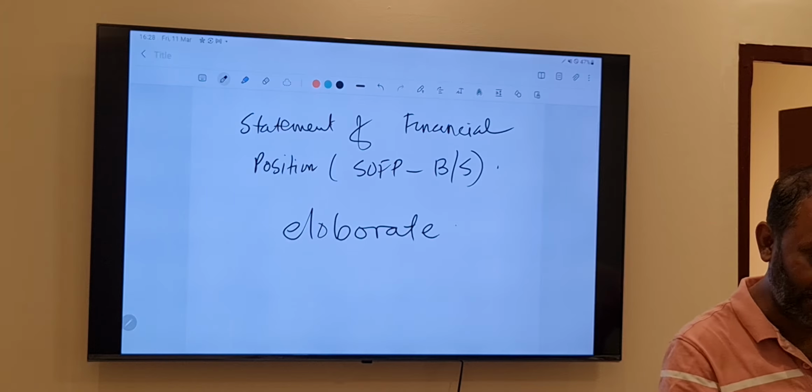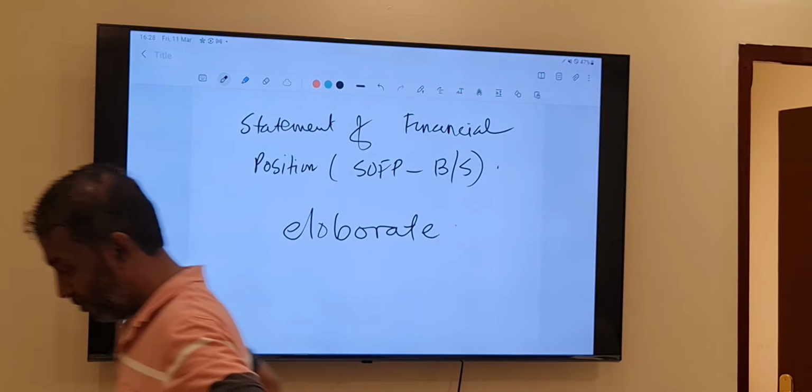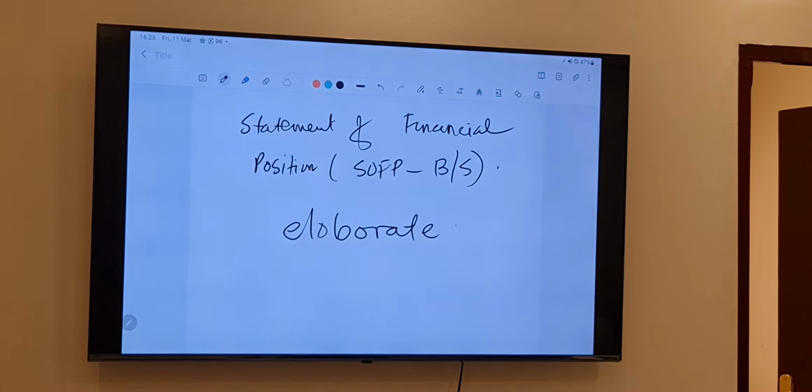So this is statement of financial position. Next one is statement of profit and loss account. Statement of profit and loss account.